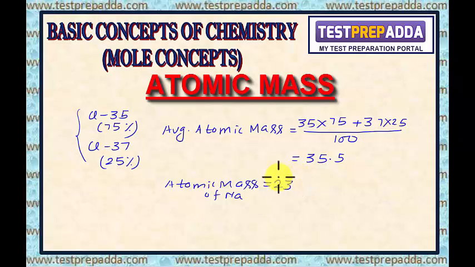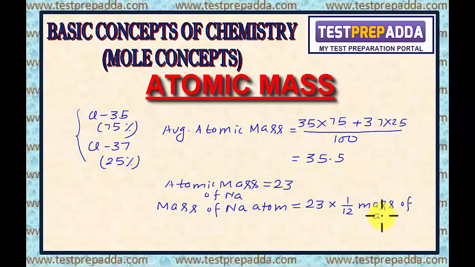So what does it mean? It means sodium is 23 times heavier than 1/12 mass of carbon 12. If I want to find the mass of one sodium atom, it will be 23 times 1/12 mass of an atom of carbon 12, and this we have assumed as 12 AMU, so it will be 23 into 1 AMU, and that is actually 23 AMU. So 23 AMU is nothing but mass of sodium atom.